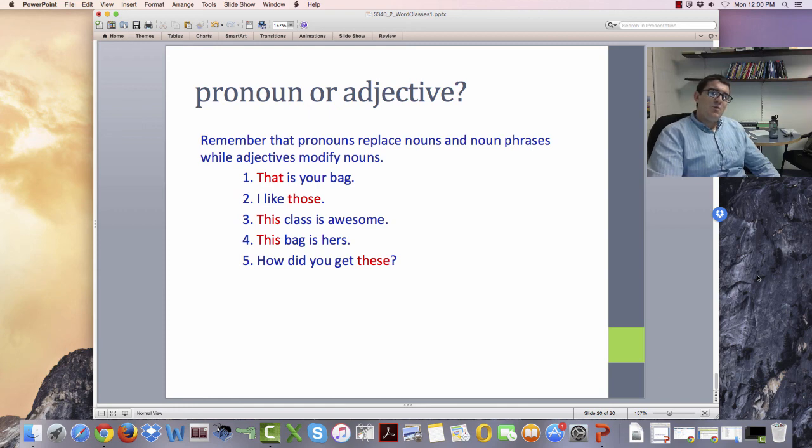A few more pronouns or adjectives to help you see this distinction. So that is your bag. Here, that is a pronoun. It's the subject of the sentence. In 2, I like those. Here, those is a pronoun, right? What are those? Remember that pronouns replace nouns or noun phrases. So I like the movie, I like those shoes. So here in number 2, those is replacing a noun. So those is a pronoun. 3 and 4, this class, this bag, those are adjectives because they're telling us which class, which bag.